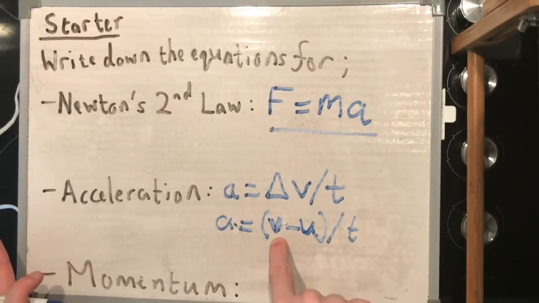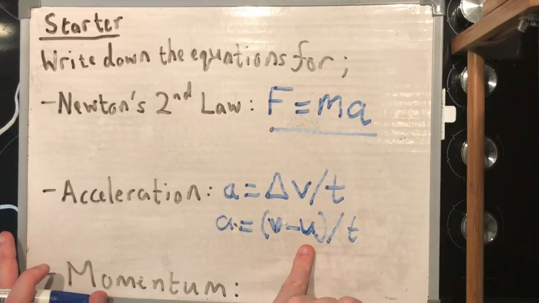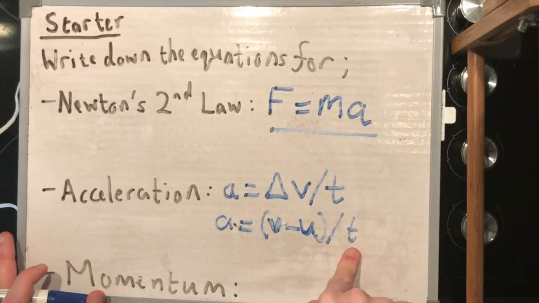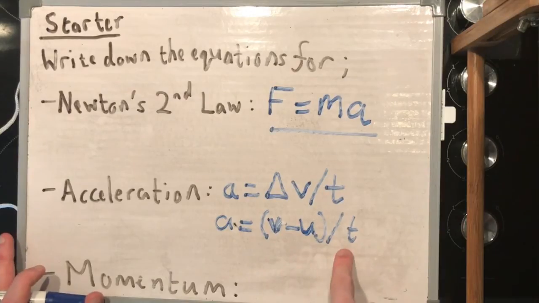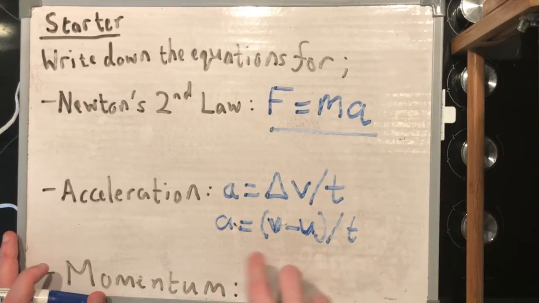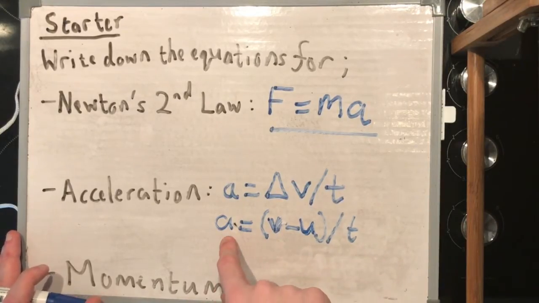So, for example, if v was 10 meters per second and u was 5 meters per second, and the time was 5 seconds, then 10 minus 5 over 5, the acceleration would be 5 divided by 5 is 1 meter per second squared.